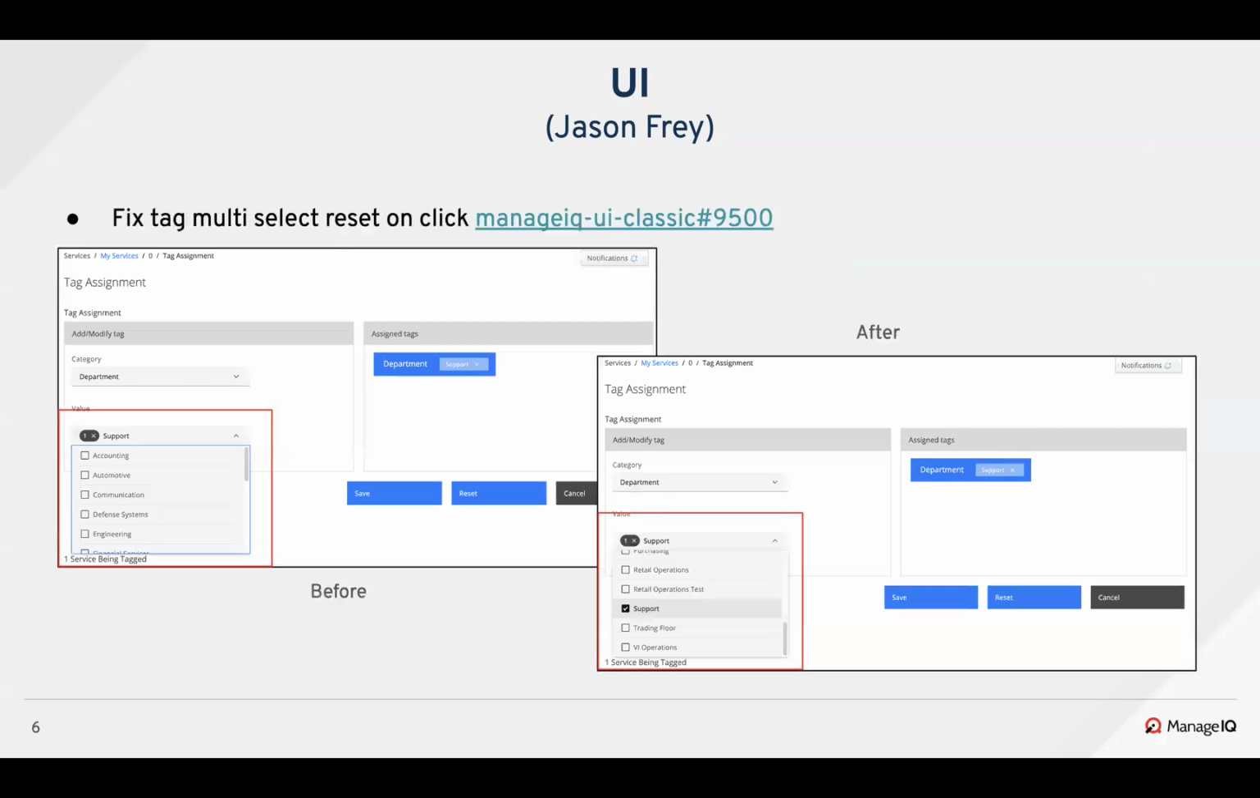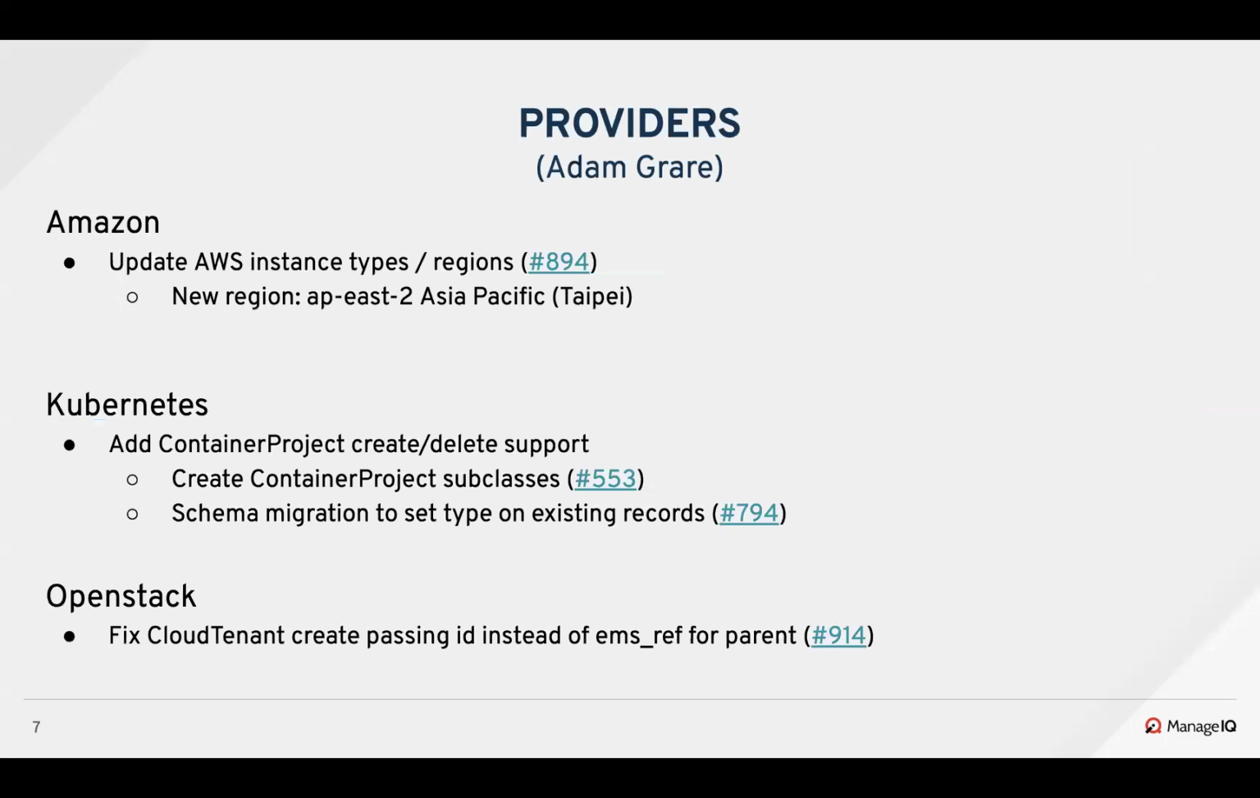On the fixed tag multi-select reset, the problem was that if the list in a multi-select was very, very long and you chose something, it would scroll all the way back to the top, which was very frustrating. So now when you choose an item, it stays where it is, so you can continue choosing from where you were. And that's it for the UI.